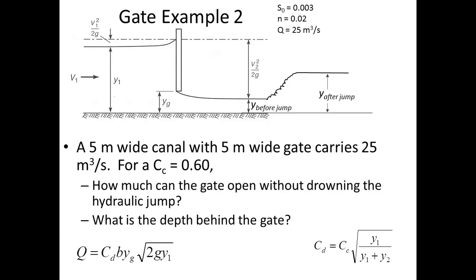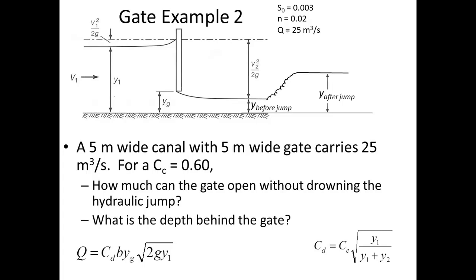All right, so here's the example where what we want to do is find out how much the gate can be opened. And the way that we do that, it's in sort of a little bit of an iterative process. Remember, from the previous slide, first calculate the normal depth of the downstream channel. And so we have everything we need to calculate that. We know the slope, the roughness, the flow rate. We know the channel width. And so we'll find the normal depth using Manning's equation.